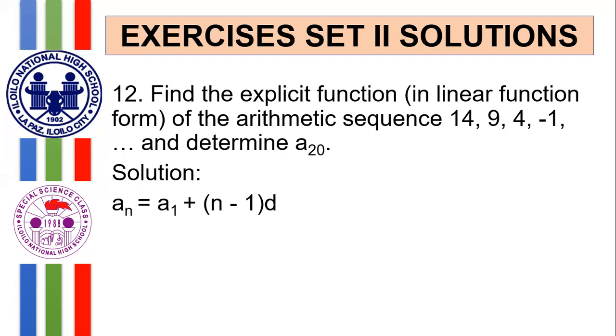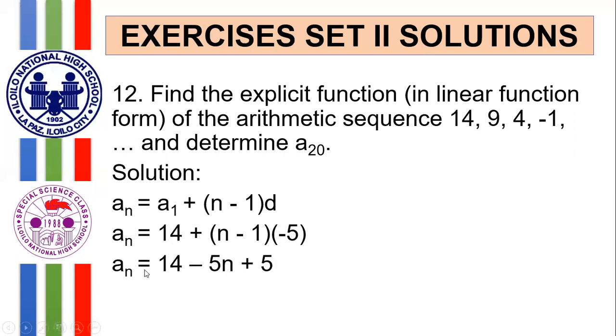And we will have n as is. So you will have a sub n equals 14 as the first term, plus n minus 1 times the common difference, which is negative 5. With that, distributing this negative 5 here and copying the rest, you have a sub n equals 14. N times negative 5 is negative 5n. Negative 1 times negative 5 is plus 5.